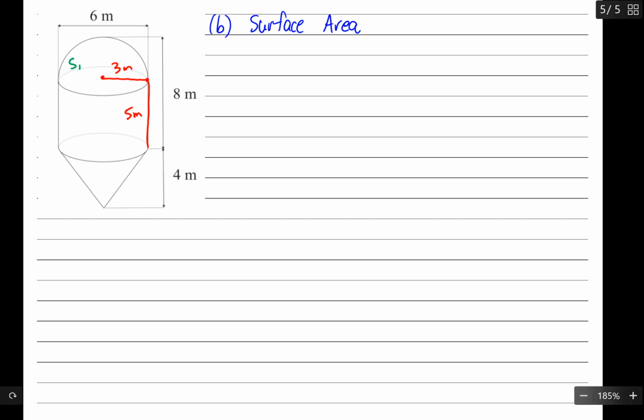The hemispherical part I'll call S1, the cylindrical part S2, and the conical part S3. All right, so I think we're good to go. S1. Now, the entire sphere would have a surface area of 4 pi r squared, but I only want half of that.